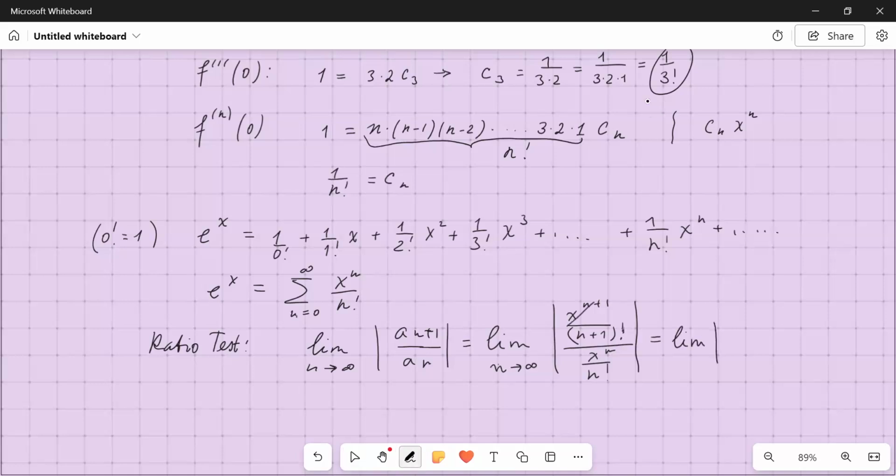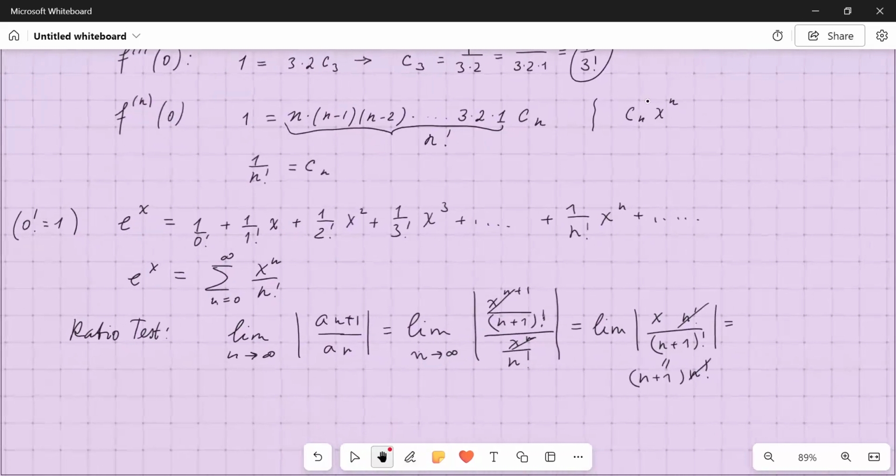And from x's, we are just going to get x, right? And from factorials, n factorial over n plus 1 factorial. We remember that n plus 1 factorial is n plus 1 times n factorial, and we are going to cancel n factorial. I'm going to move everything a little bit to the left. I'm going to have a limit of absolute value of x divided by n, as n goes to infinity.